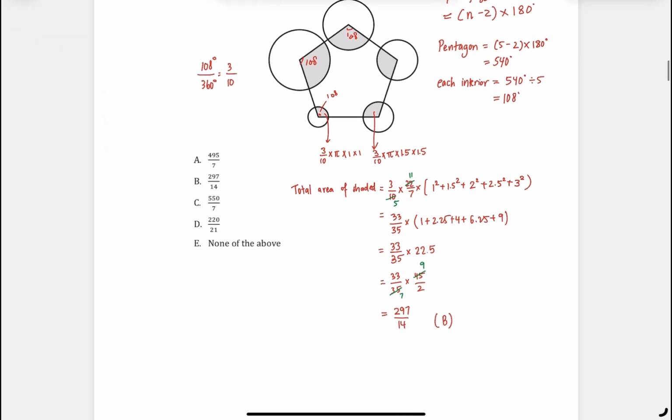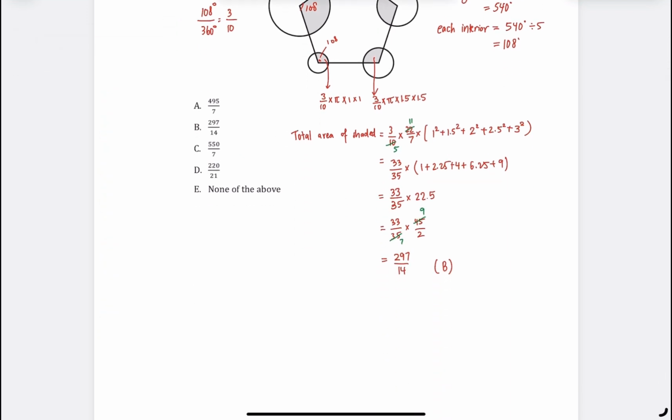Then after you count everything, you add manually, you will have 22.5 times this number. Because it's quite difficult to multiply with decimals, I'm going to make this into 45 over 2, and then I cancel this and this. I'll have 33 times 9 over 14. Oh, we don't have to change to a mixed number. This is option B.